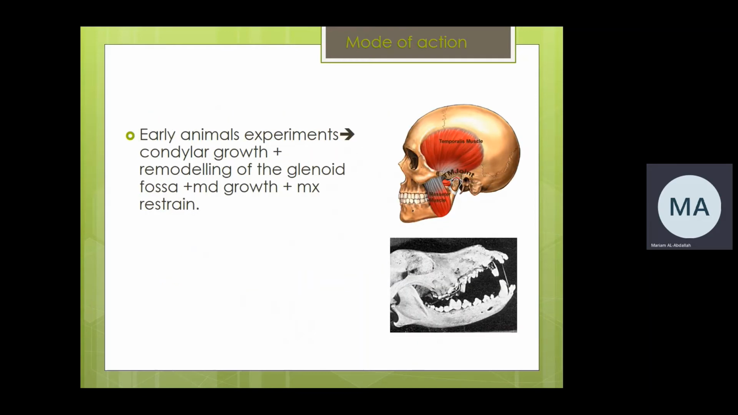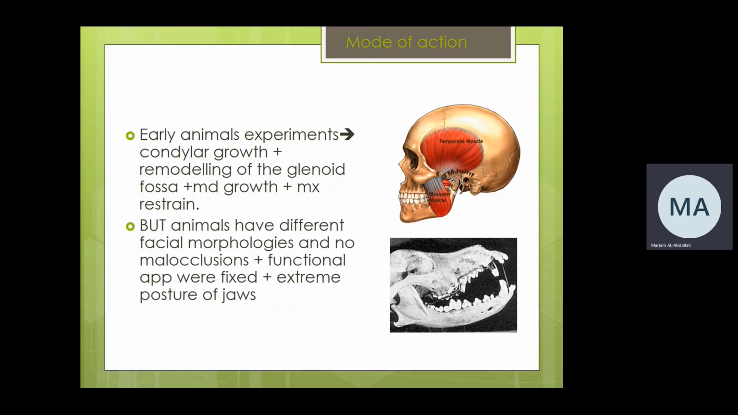Now, the animal studies showed that functional appliances are very effective. They can cause condylar growth, remodeling of the glenoid fossa, some appreciable mandibular growth, and even restrain maxillary growth. But we need to be careful here because the facial morphologies of the animals are different from humans, and animals will have no malocclusion to look at.